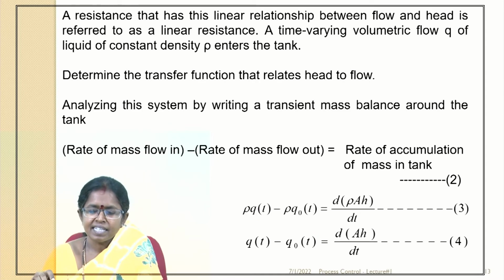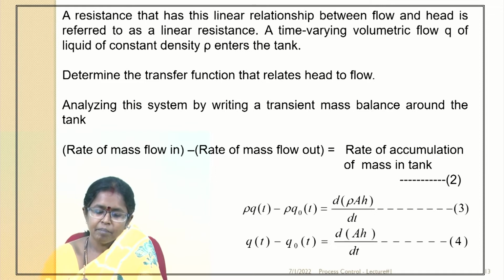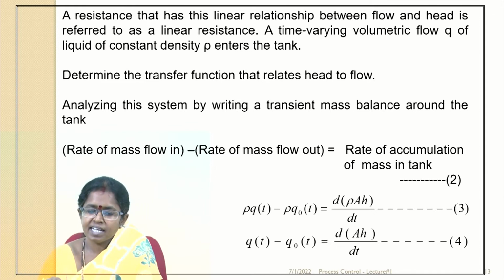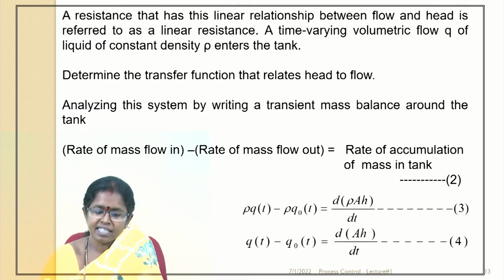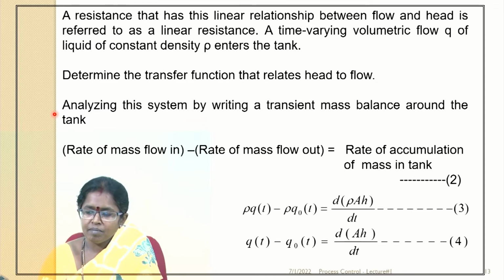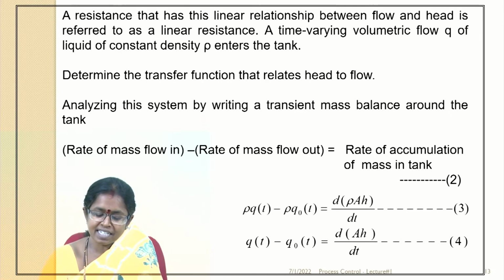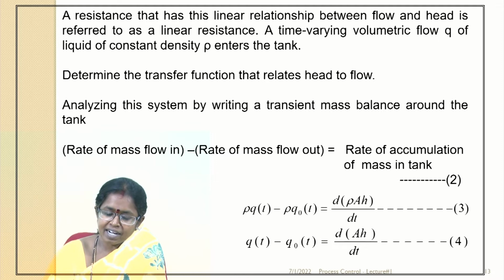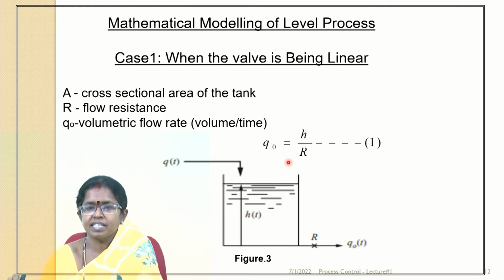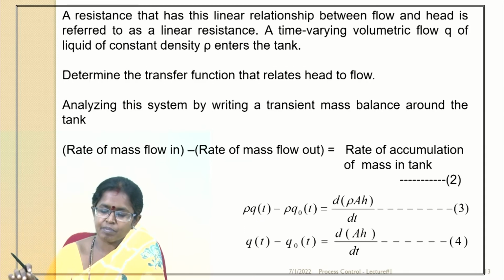A resistance that has a linear relationship between the flow and head is referred to as a linear resistance. That is, a time varying volumetric flow Q of a liquid of constant density rho enters the tank, right? So when the resistance is linear, when the valve is linear, you can write the equation as Q naught is equal to H by R. When the valve is linear, the hydraulic resistance R is constant. So Q naught is directly proportional to H.